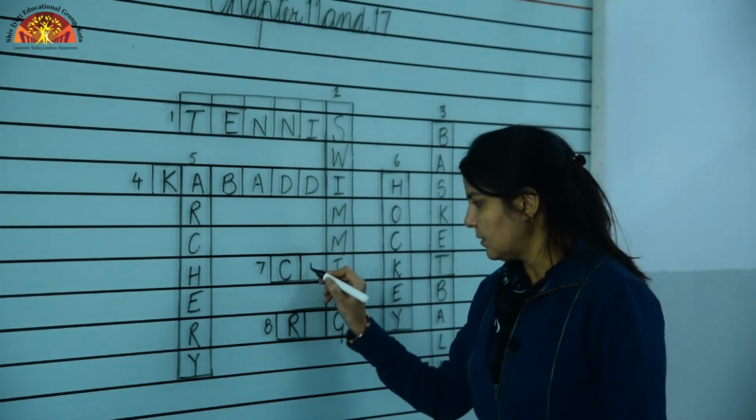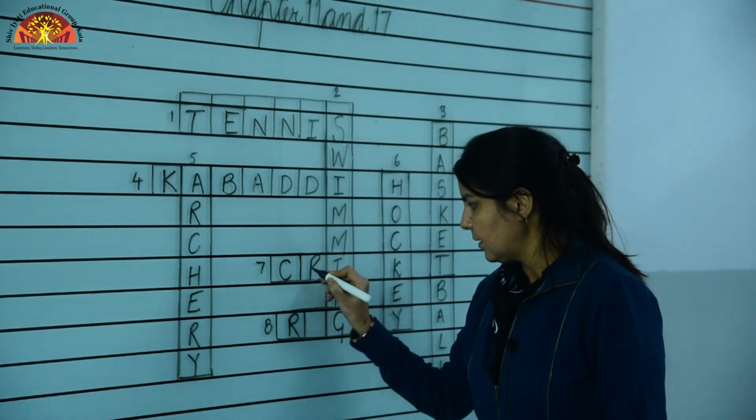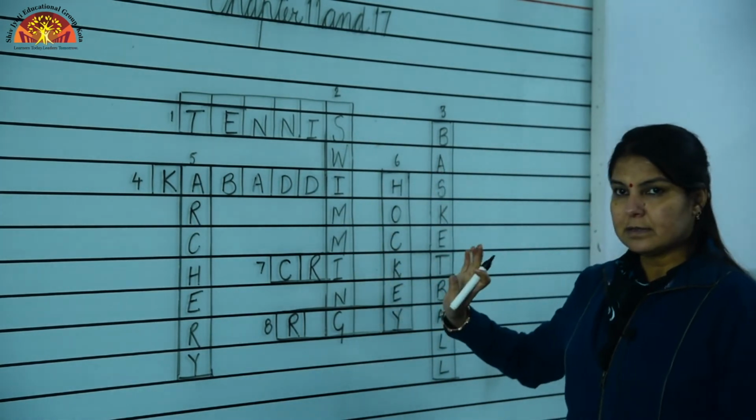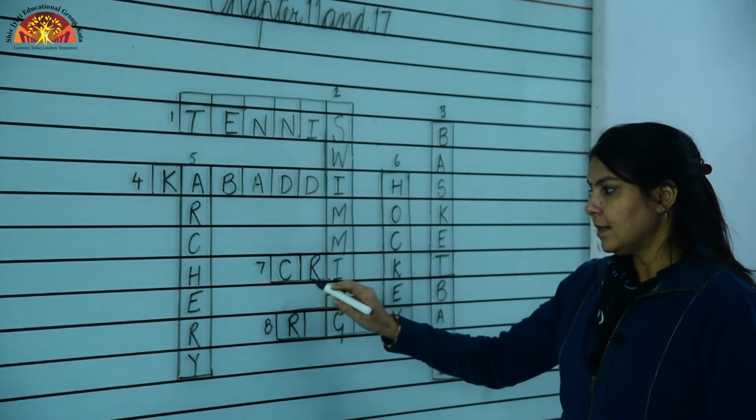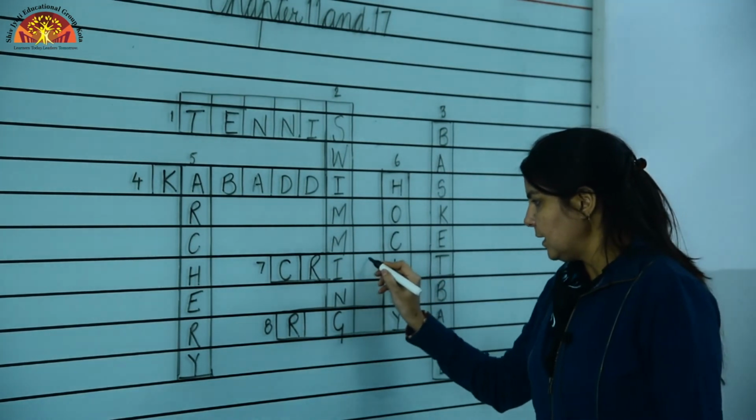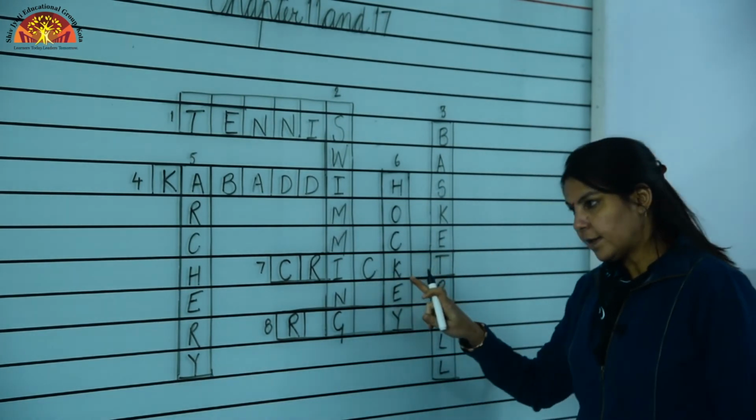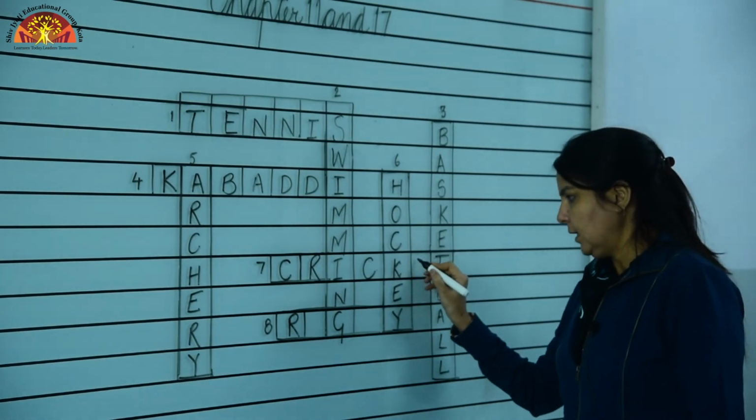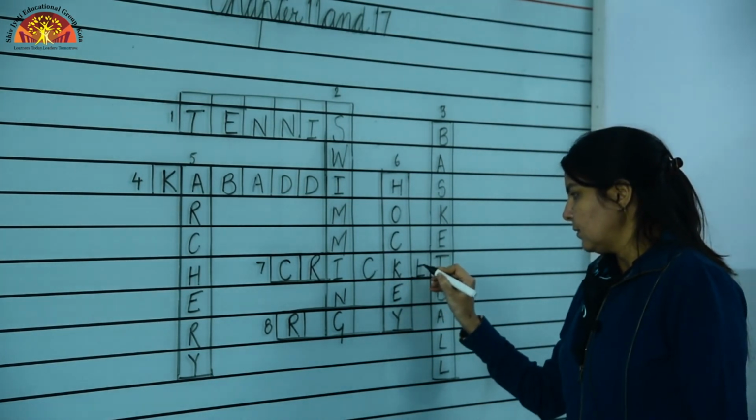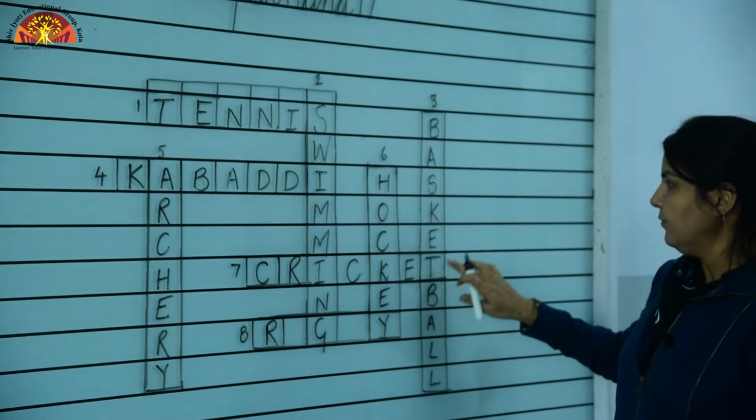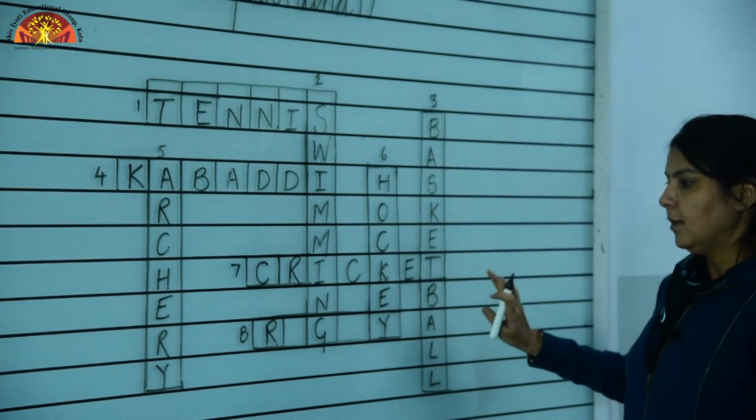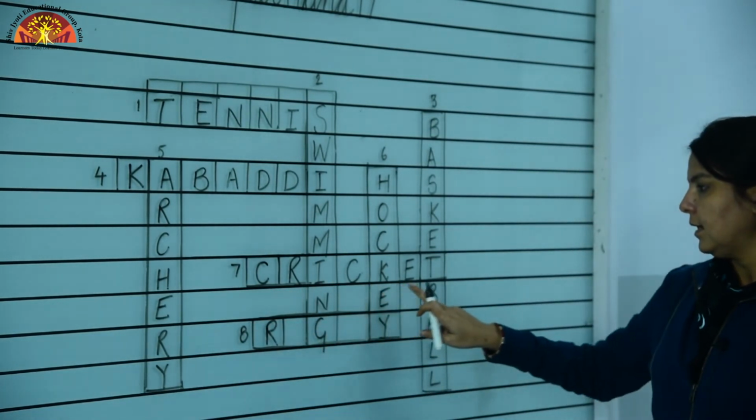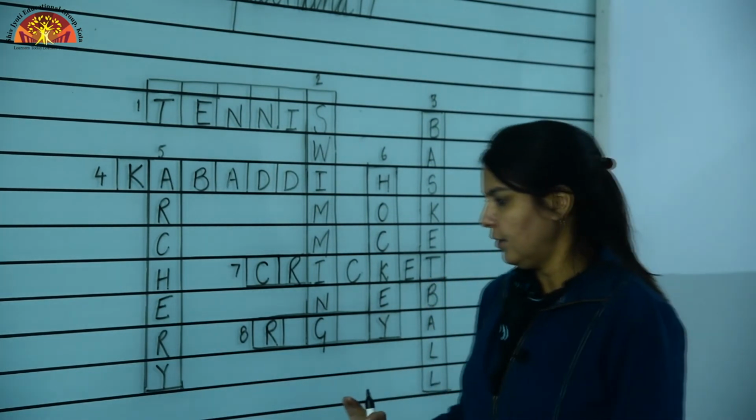Now we will write R, and I is already written when we wrote the spelling of swimming. Now the spelling C, R, I, C, and K is already written when we wrote the spelling of hockey. Now we will write E. T is already written when we wrote the spelling of basketball. Now the spelling of cricket is C, R, I, C, K, E, T. This is the spelling of cricket.